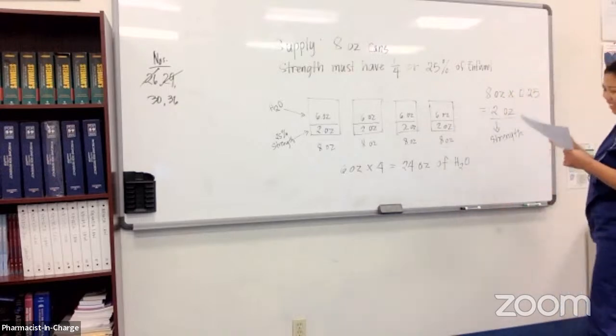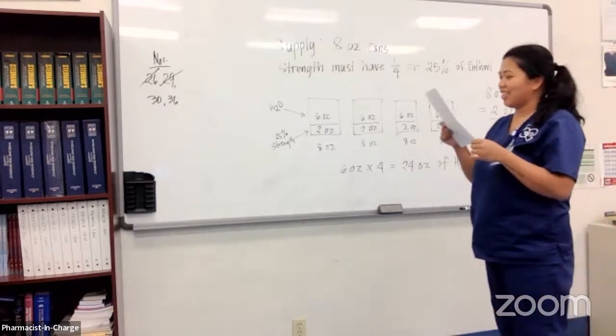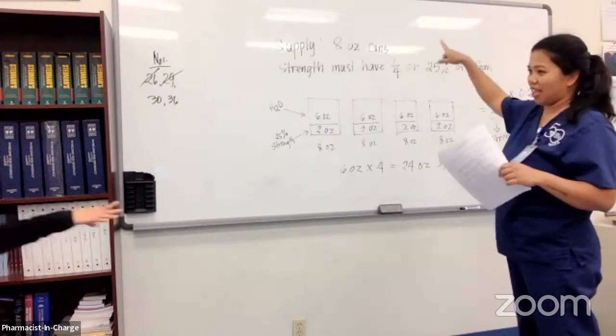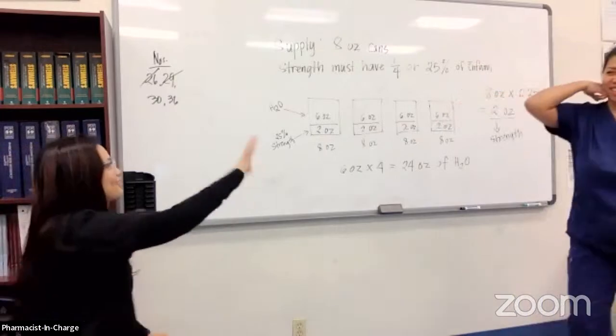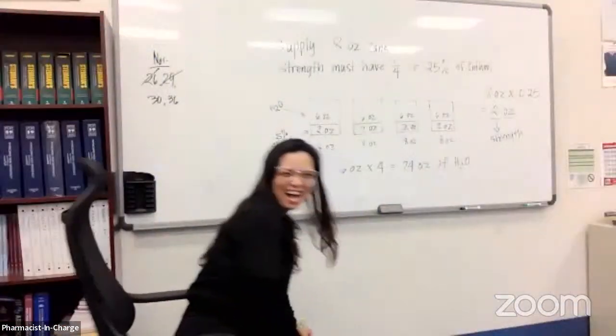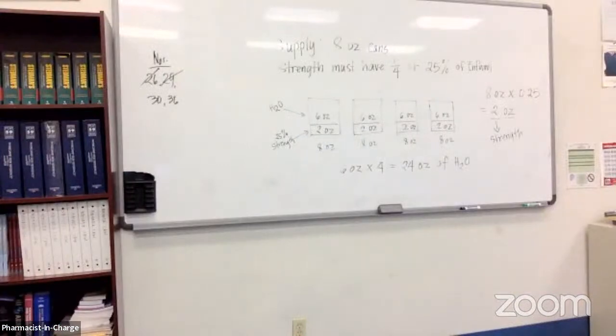Explain. So it says here the supply is 8 ounces. Hang on. You and Sarai work this together. Okay, Sarai will explain. You did the writing, Sarai will explain. You worked on it together. Okay, good.